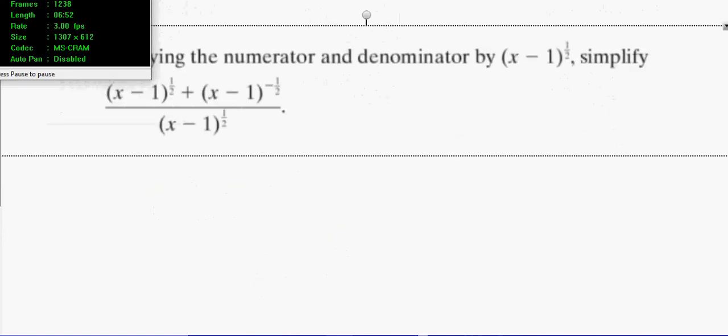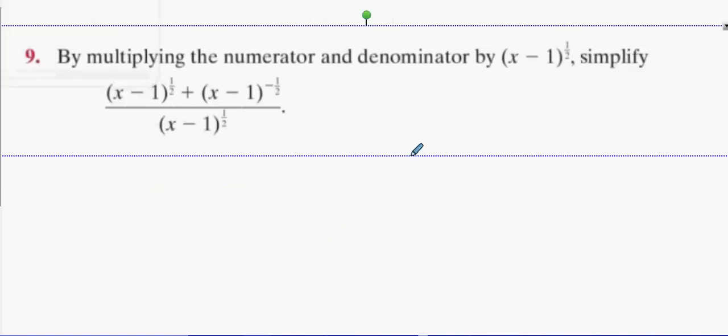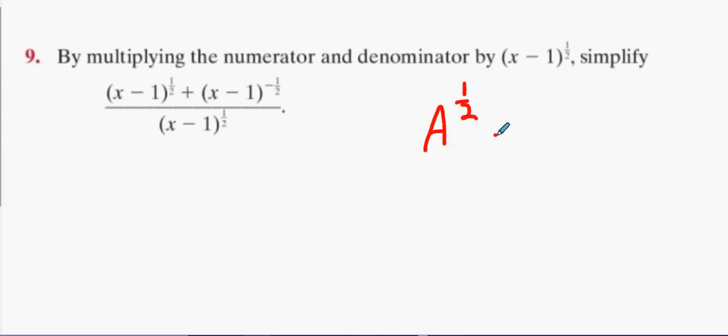Handle this, okay? So, can anybody tell me what's a to the power of a half multiplied by a to the power of minus a half?